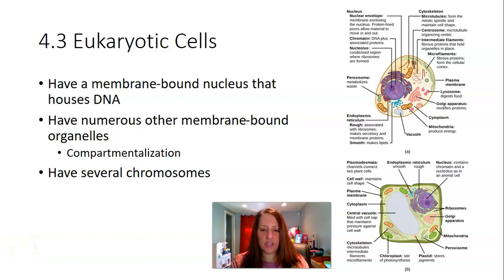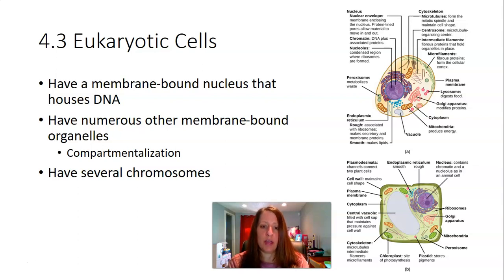Okay, so we're moving into the next part of chapter 4. This is a pretty lengthy chapter, so I'm going to try to break it up as much as we can. We've already talked about prokaryotic cells, and we've talked about similarities between prokaryotic and eukaryotic cells. And now we're going to dive deep into eukaryotic cells.